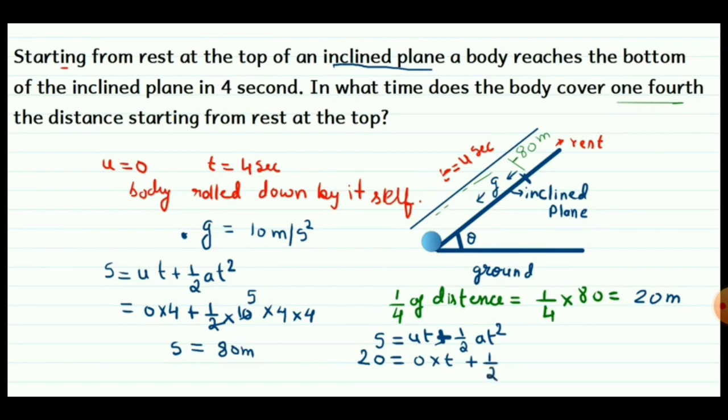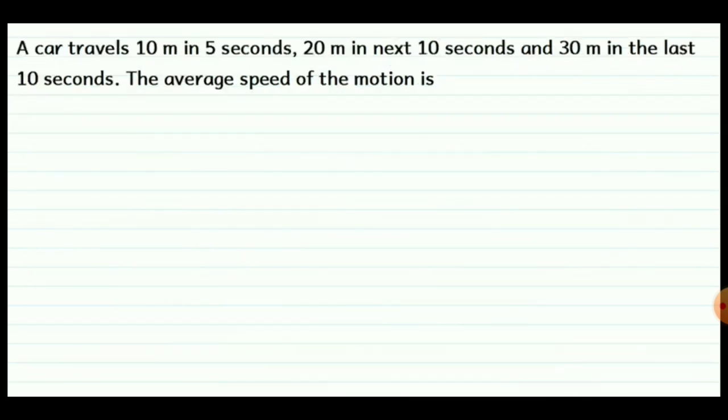Time, this time we do not know. So half acceleration, but in place of acceleration I will again put the value of gravitational acceleration, that is 10, into t square. Now solve. 20 into 2 is equal to 10 of t square. The 0 of 10 and 20 will cancel each other. It will become t square is equal to 4 second square. Now this clearly says time is equal to 2 seconds. So 1/4 distance is covered in 2 seconds.